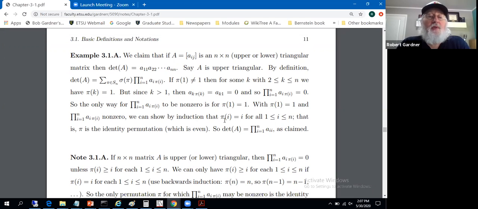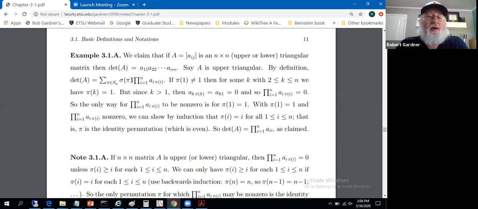So the only one of these terms that we get out that is non-zero is when pi is the identity permutation. By the way, the identity permutation is an even permutation. So we'd have a product from i equals 1 to n of a sub i times identity applied to i. That'd be i. So we end up with a product of a sub i i.